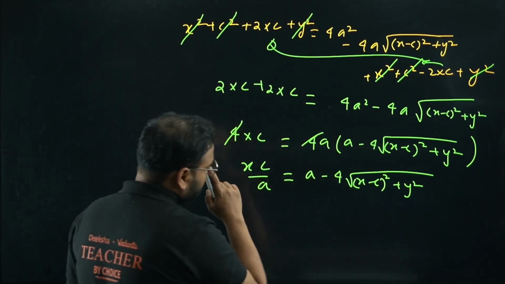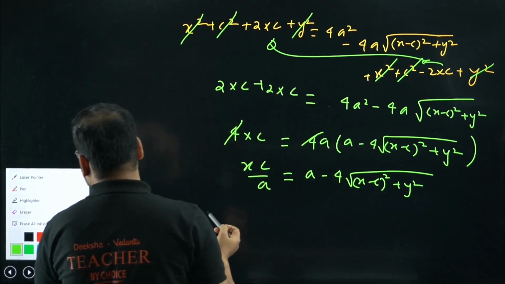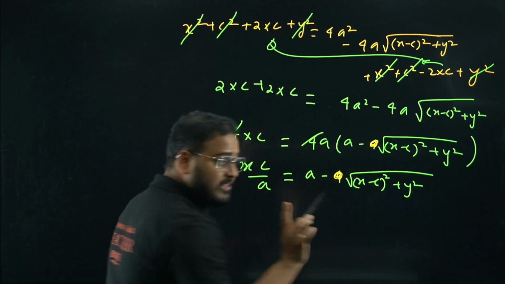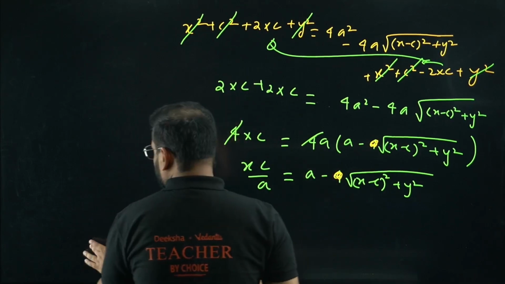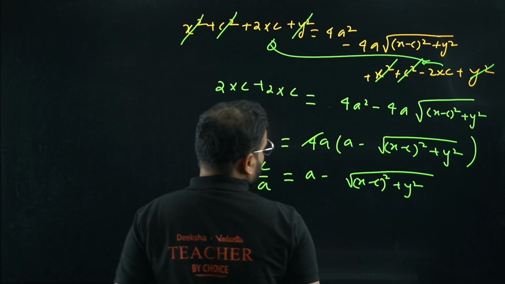Yeah, there's a mistake here. I've taken the 4 common, no? This 4 is already taken common here. This 4 is not there. After taking common, how is this there? Okay, there's a mistake, forgive me. So I've taken this 4 common over here. I can change this, so let's just erase this part. This 4 is not there anymore.